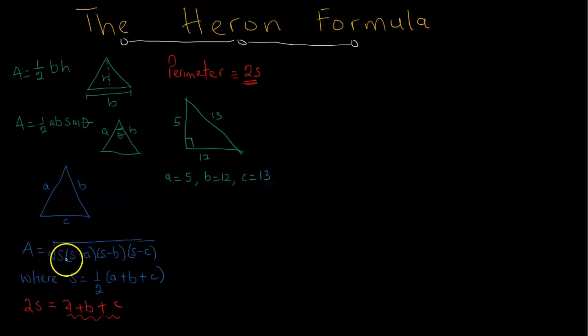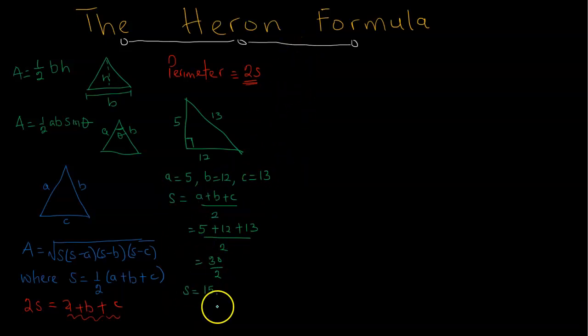Now, I'm going to need the value of S, and S is just A plus B plus C divided by 2, 15. So these are the four things I need: A, B, C, and S. Substituting the values into the equation, I know that the area is the square root of S, so S is 15, times S minus A. Of course, that's going to be 15 minus 5. S minus B would be 15 minus 12. And S minus C would be 15 minus 13.